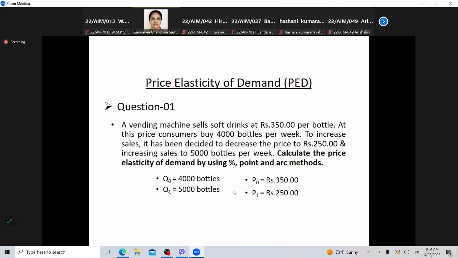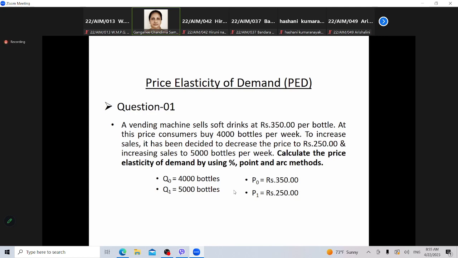5,000 minus 4,000 means 1,000. Divide by 4,000. 100 is changing here. Divide by change of price is minus 100. Divide by 350. And P is again 350 minus 4,000. Now we'll do the calculation.